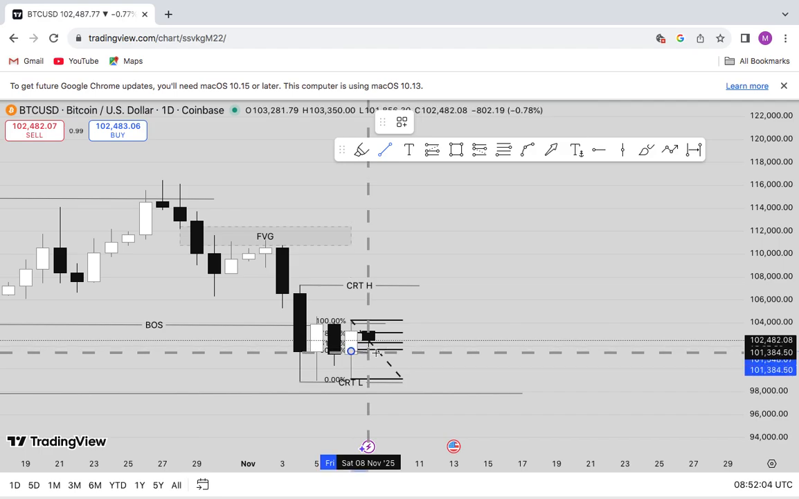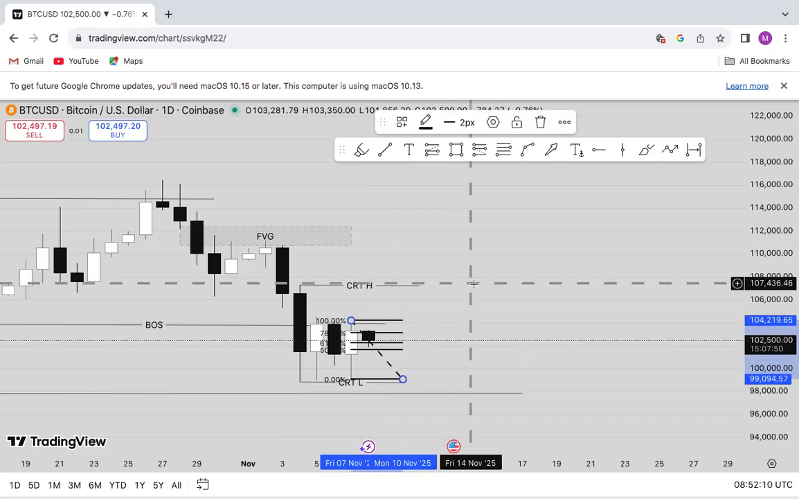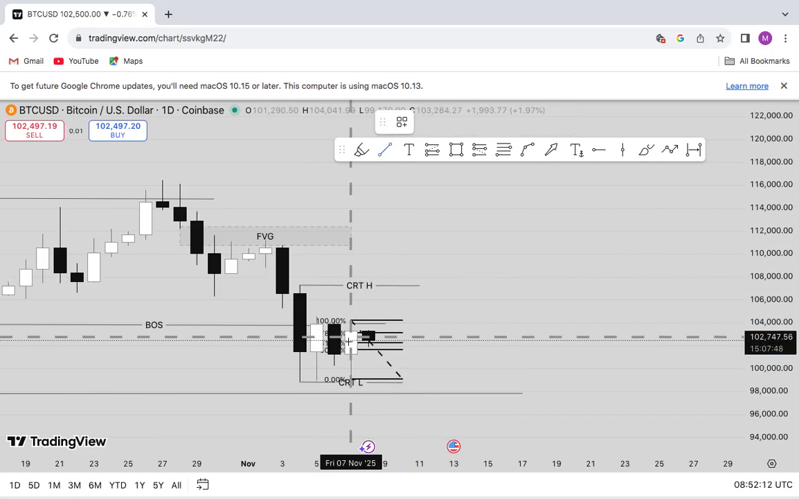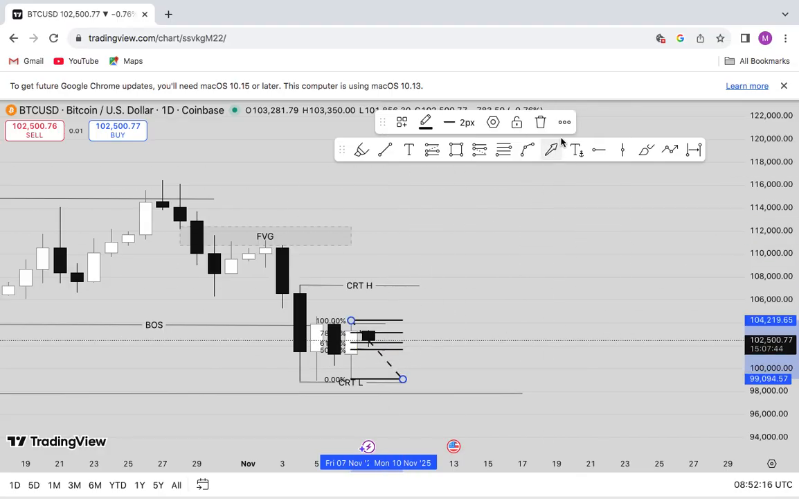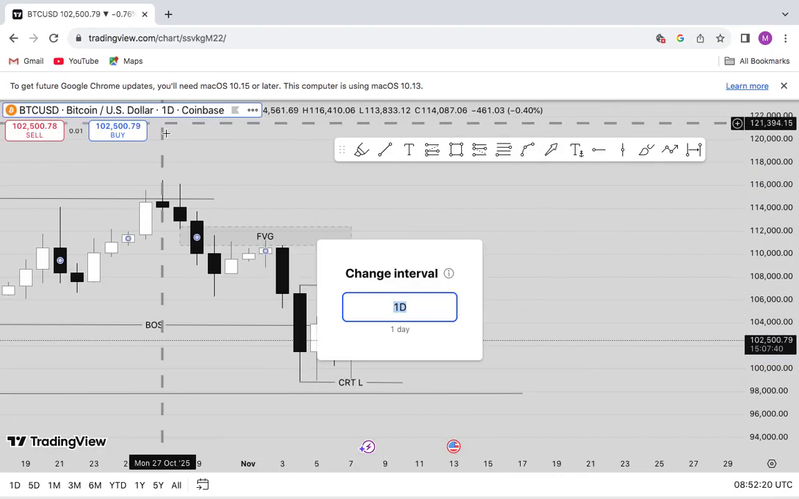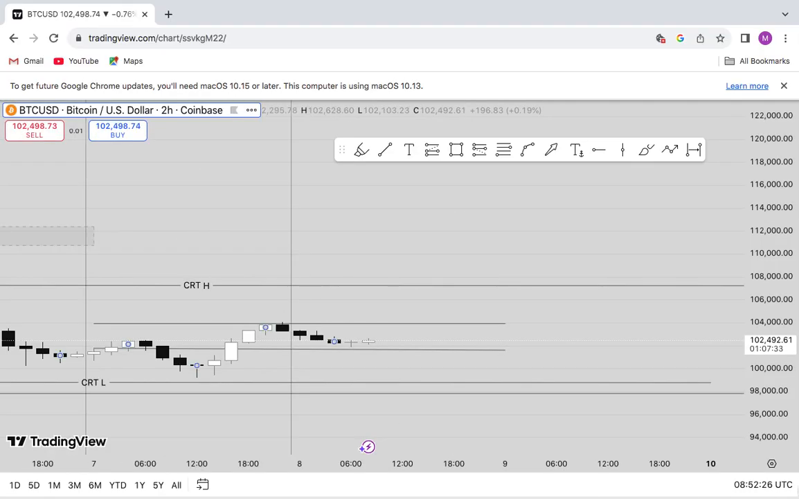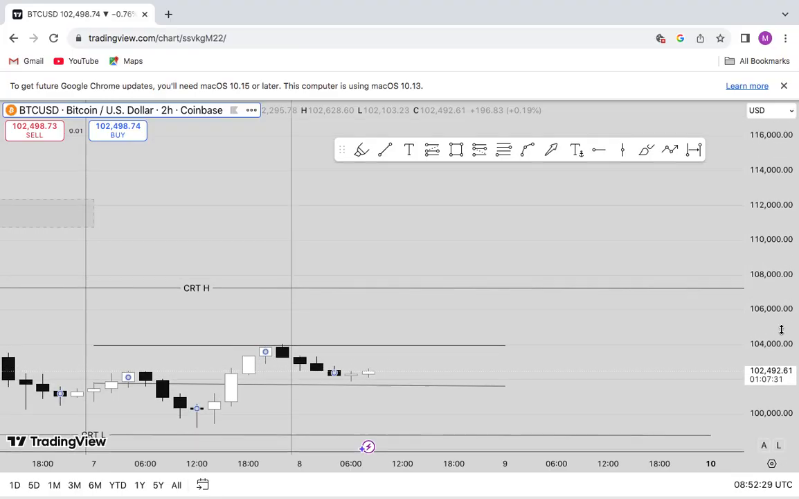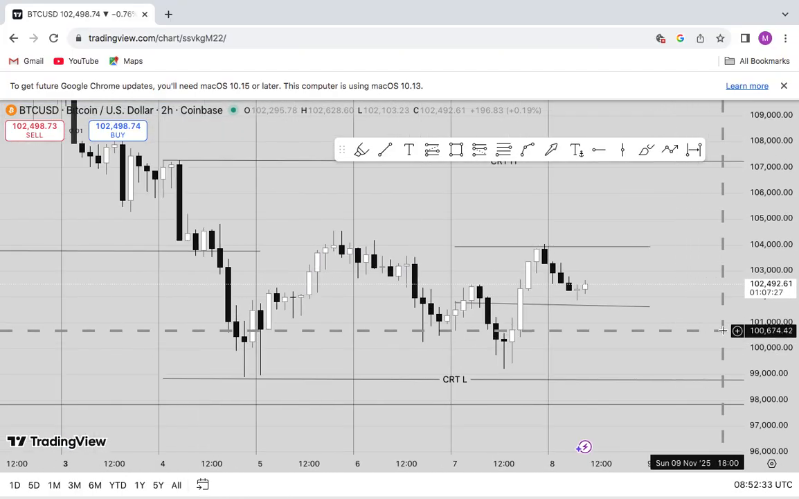So I mark out this 50%. Yeah, so that's also a key level. So now moving down, I'll go straight to the 2 hours to look at the market profiling. Why do I always like going to the 2 hours? Because on the 2 hours you are looking at the market profile, you're looking at what the market is doing.